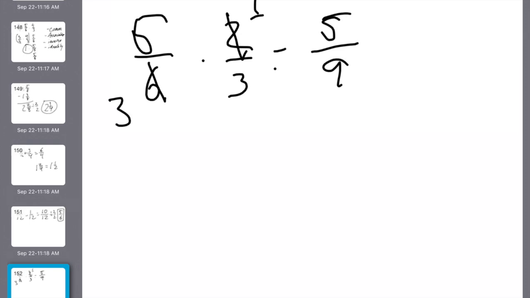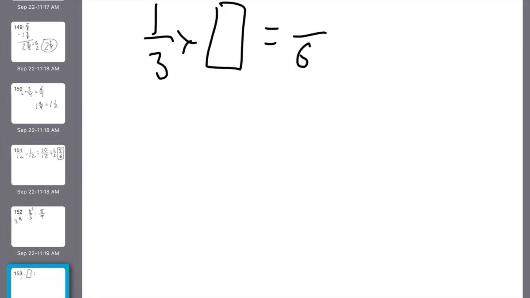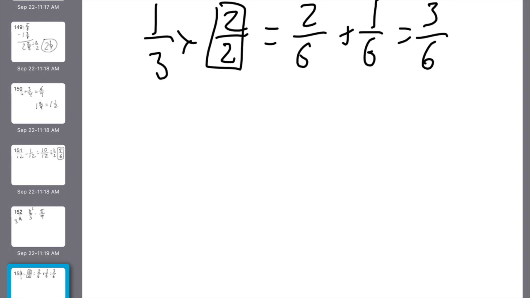29, find a fraction that's equal to 1/3 that has a denominator of 6. 1/3 times something gives me a 6. That is 2 on the bottom, so I need 2 on the top. Add that fraction to 1/6. Gives me 3/6, and then reduce it. So I divide both sides by 3 and get 1/2.